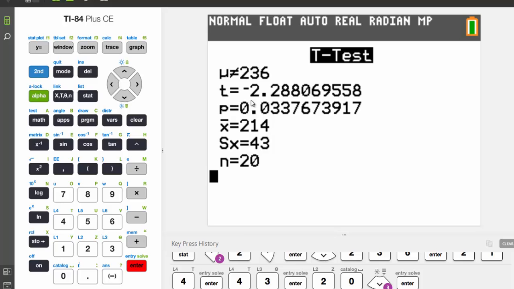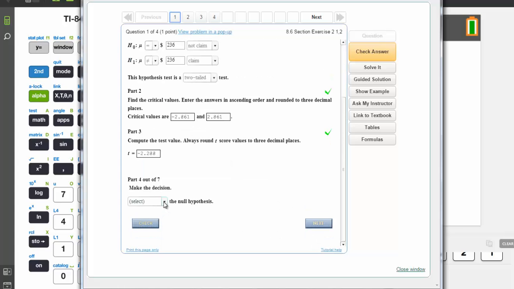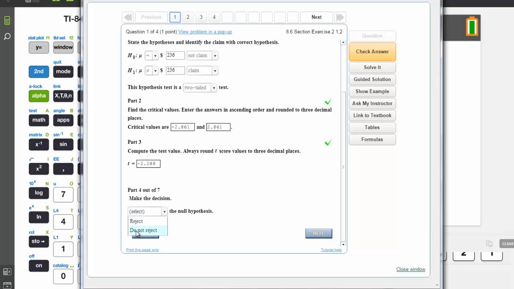We find a t-test value of minus 2.288. Note that this value is not less than minus 2.861. It's between minus 2.861 and 2.861, so it does not land in the rejection region. So now we need to make the decision. Since it does not land in the rejection region, we do not reject the null hypothesis.